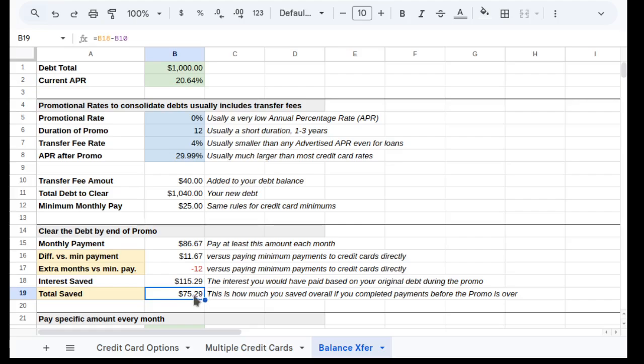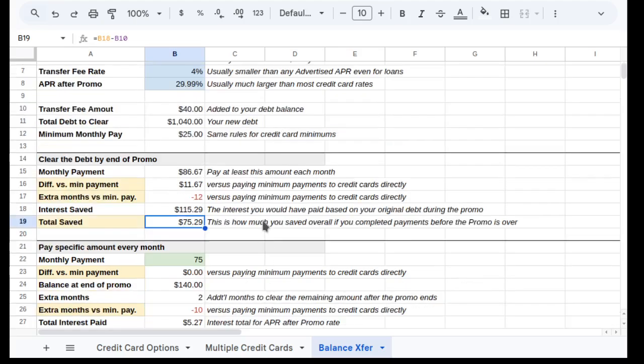Now the reason is, remember, you paid a transfer fee. So whatever the transfer fee is, that comes off of your interest saved because you actually paid it as a different fee. So the actual money you saved is $75.29.